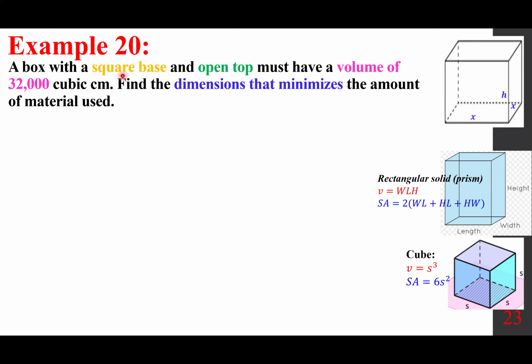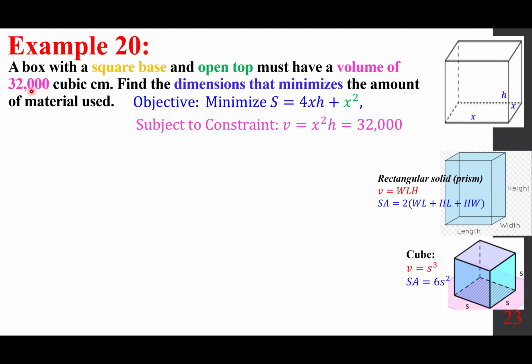So the surface area gift wrapping would be x times h, and we have 4 of them. They're identical, 4 times xh. We have the bottom x squared, the top x squared, 2x squared, but it's open top, so 1x squared. So we want to minimize S, which is 4xh plus x squared, subject to the constraint that x squared times h, the volume, must be 32,000. We solve for h. Because we want this to be a function of x, we put it in.